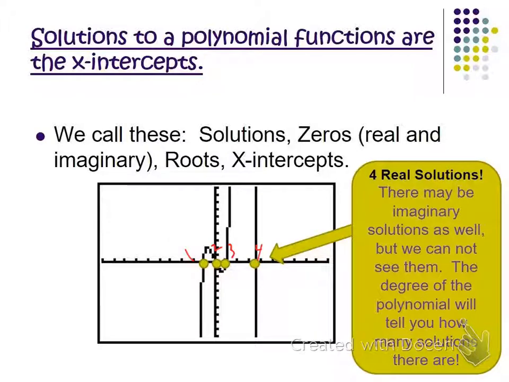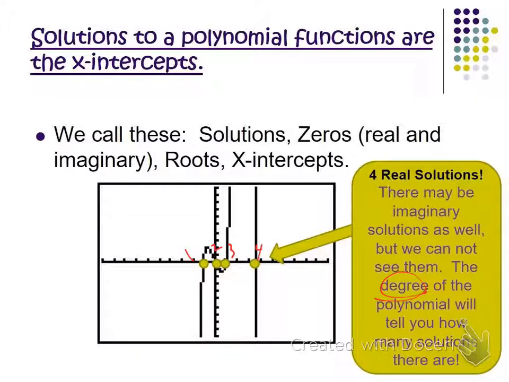There may be imaginary ones as well. We're not going to be able to see them because when we have imaginary solutions, those are, yes, solutions, but it will not tell you where the graph hits the x-axis because it's not real, it's imaginary. All the time, the degree of the polynomial will tell you how many solutions there are.